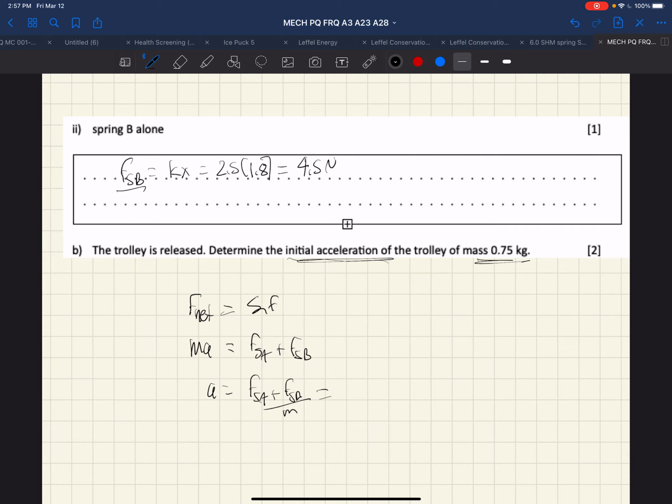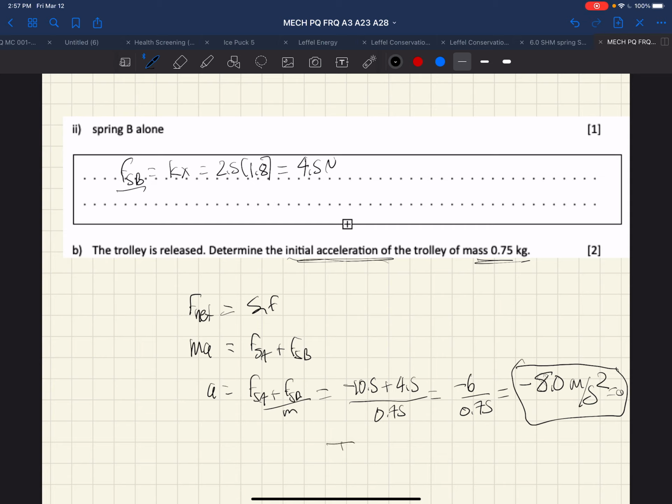of the trolley. Force of spring A was minus 10.5. Spring B was plus 4.5, and the mass is 0.75, which gives us minus 6 over 0.75. And that works out to be minus 8.0 meters per second squared. That's the acceleration, and that means to the left. And that is question A23.